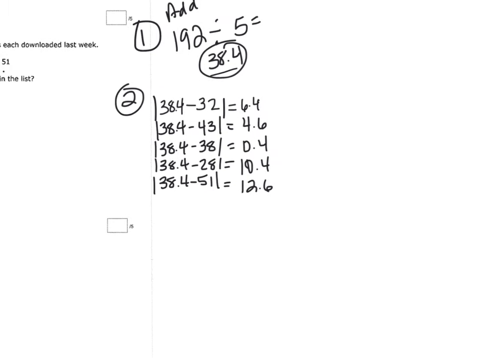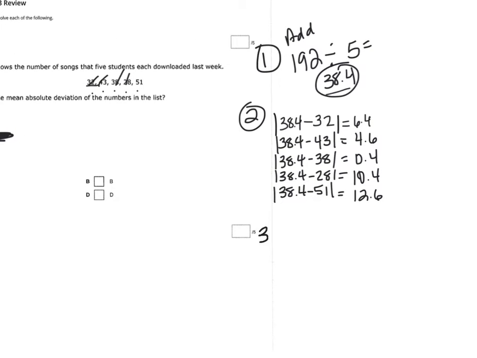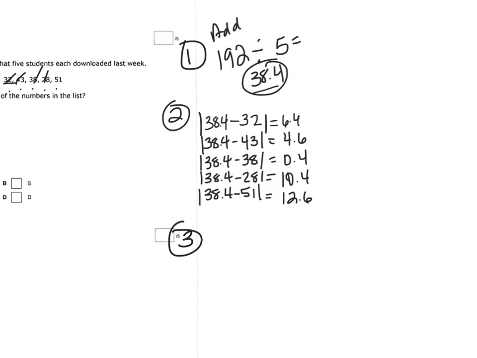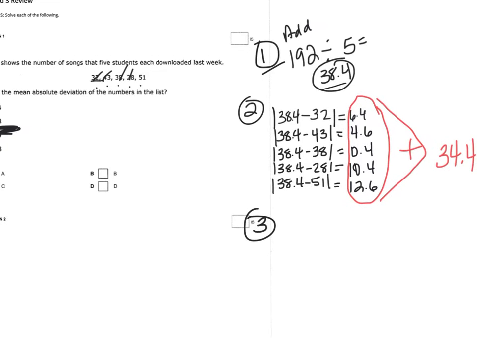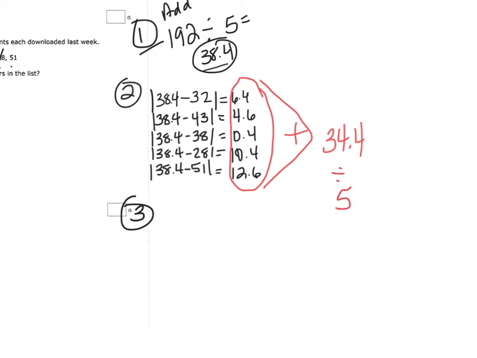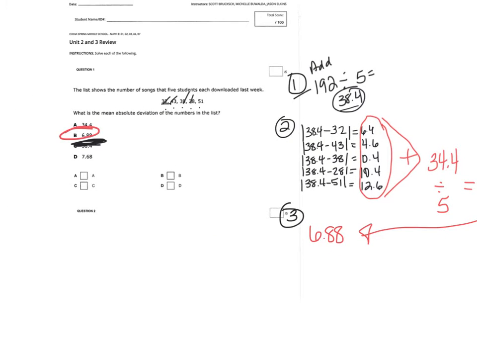I subtracted my mean from all of these numbers. Now my last step, step 3, is to do the same thing I did in step 1, but with the numbers from step 2. So I'm going to add all of these numbers up. So 6.4 plus 4.6 plus 0.4 plus 10.4 plus 12.6. When I add them all up, I get 34.4. But now I need to divide because I'm not done. And there were 5 numbers in that set. Okay, so 34.4 divided by 5 gives me 6.88. So B.